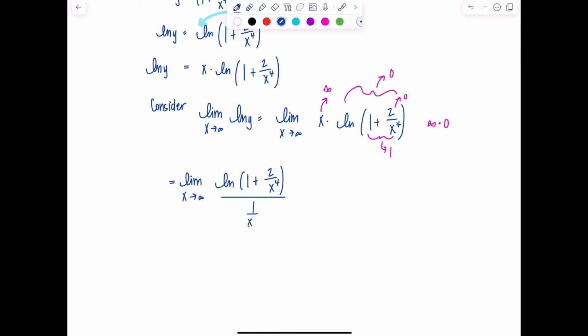Because now I have an indeterminate form of the type 0 over, watch this, as x goes to infinity, 1 over x goes to 0. Oh, so now I have 0 over 0. That's the type of indeterminate form that we're allowed to apply L'Hopital's rule to.